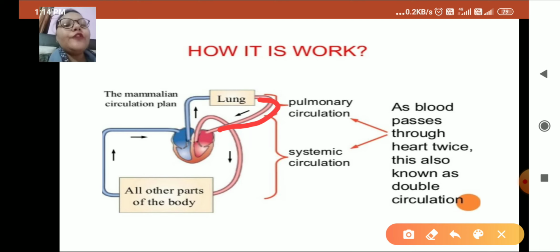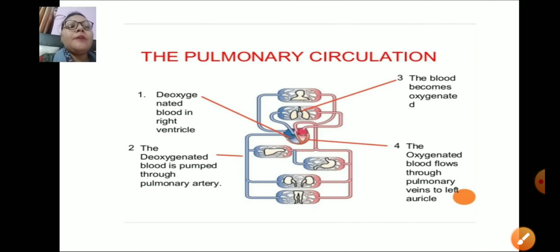Then again, when the parts of the body utilize this blood, it is transported back to the heart, and then to the lungs for oxygenation. Next, pulmonary circulation. In the pulmonary circulation, the blood that becomes oxygenated in the lungs is transported to the heart, and from the heart it is transported to the different body parts, and from the body parts it is transported back to the heart, and from the heart to the lungs.